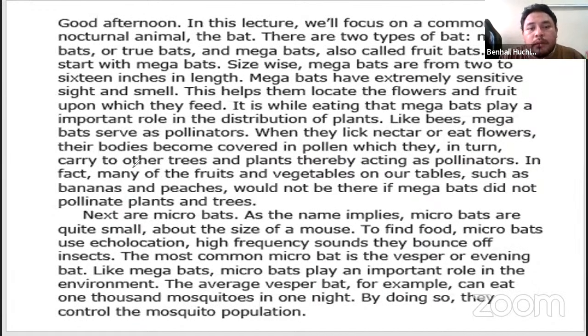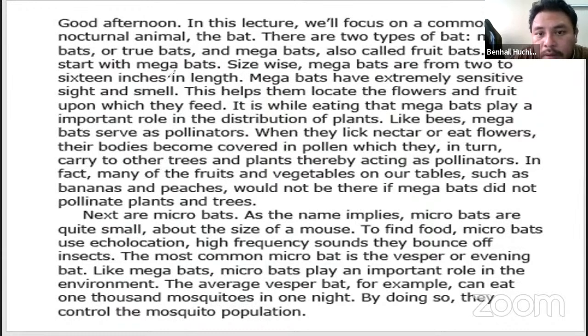So we can see here. In here, look at this. This you can take as an example also of an essay. Okay, look, we have the introduction, and also till here, and it says, good afternoon. In this lecture, we'll focus on a common nocturnal animal, the bat. There are two types of bat, microbats, or true bats, and megabats, also called fruit bats. This is the introduction. Okay, at this point, these three things are pointing out which are the two examples.